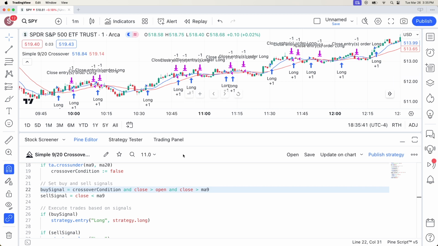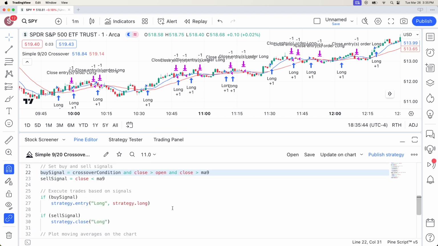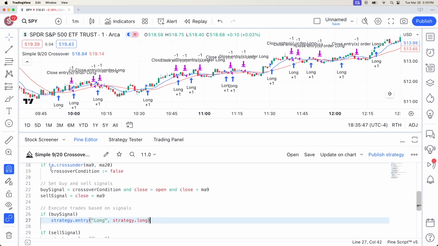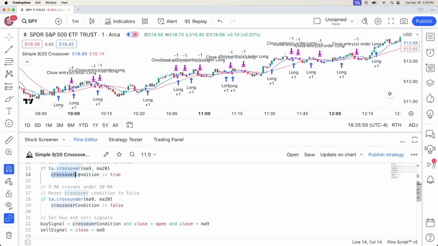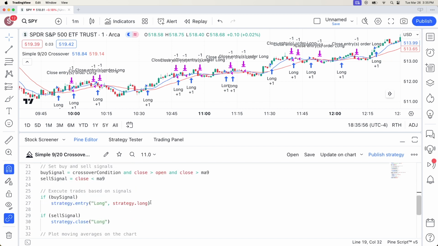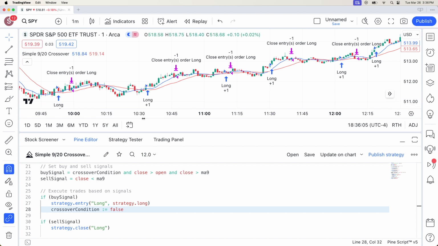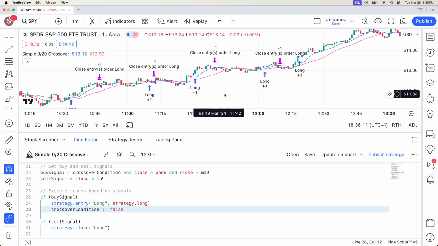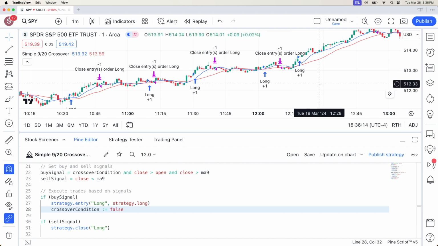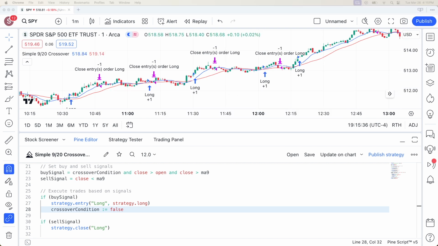So to solve for that, simply what we can do is when we enter long, we do reset the condition to false. That way, we will not repeat the trade. Let's save, and now it looks much better. We do have the trades that we wanted, still have the trades that we had before. So we did it.